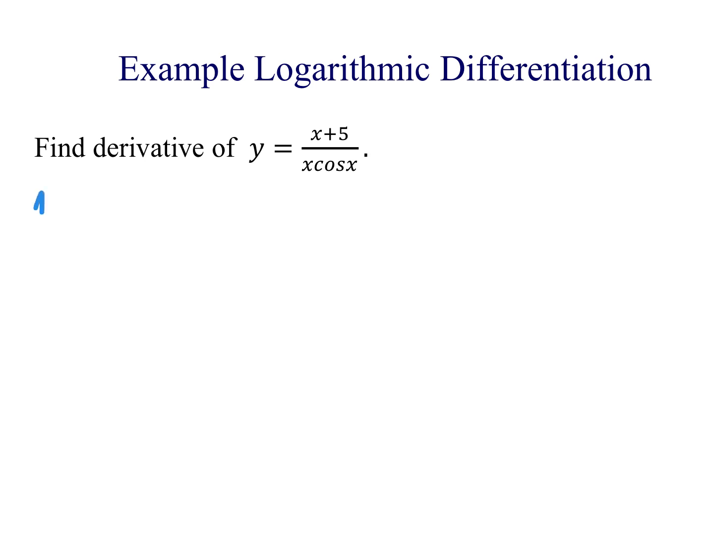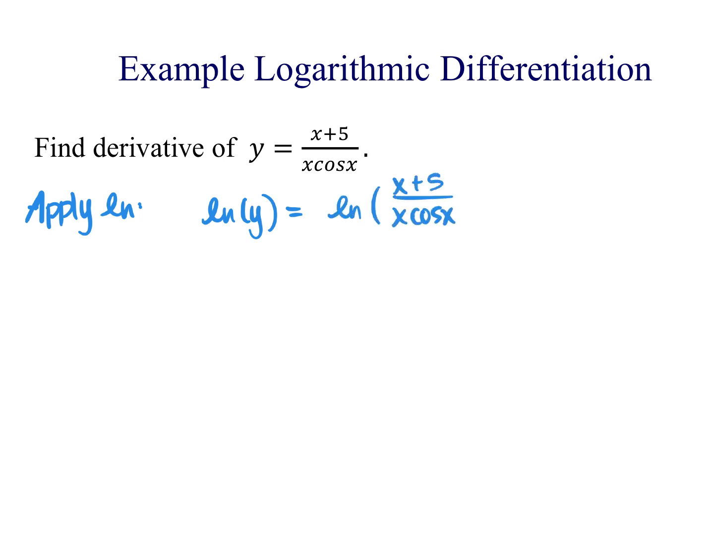So we're going to do the same thing. Apply our ln to both sides. So that would be ln y, and then ln of the quantity x plus 5 over x cos x. After we applied our ln, we used some rules that were special to logarithms. Last time, the rule that was special to logarithms was that you can pull powers to the front. What other special log rules do we have?